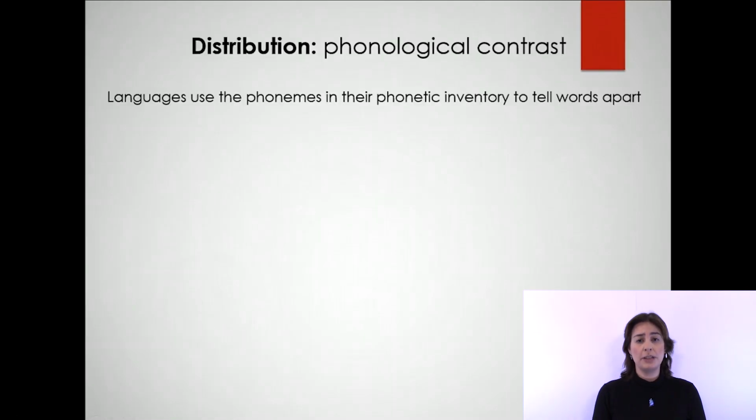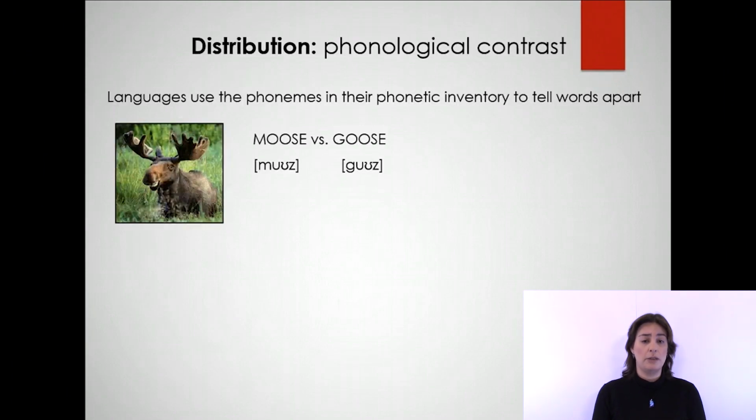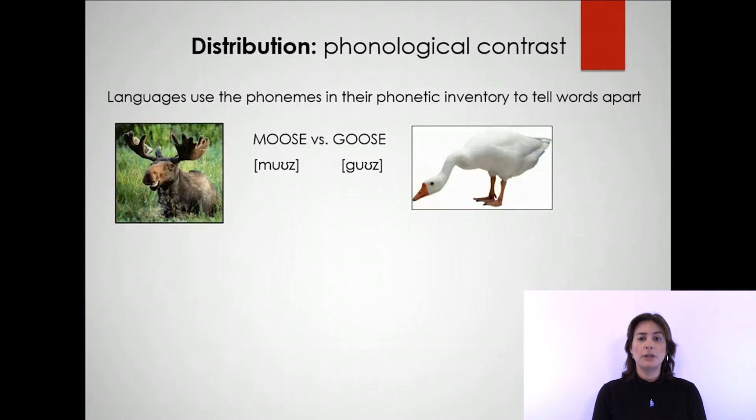Languages use the phonemes in their phonetic inventory to tell words apart. So for example, let's take the pair of English words moose and goose, a rough phonetic transcription of which would be this, here representing the long vowel with a diphthong. Now, there is no doubt that the words moose and goose mean different things. This is a moose and this is a goose. But where exactly does this difference come from?